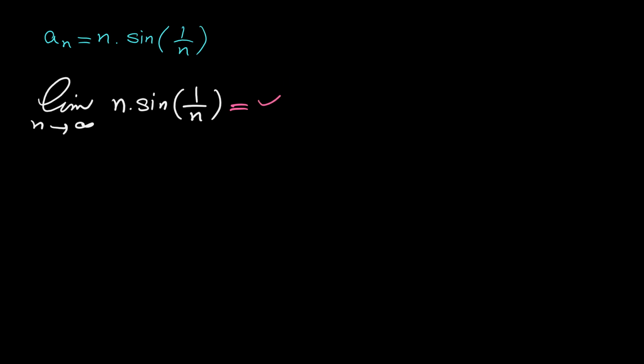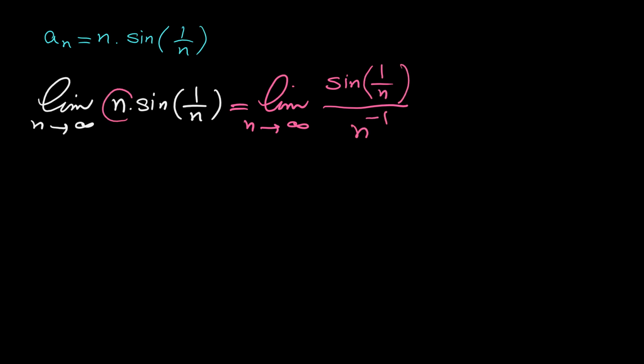Remember, L'Hopital's rule is a very powerful method that we know for finding limits. But maybe you think, how can we use L'Hopital? We use L'Hopital when we have a fraction, but here we don't have any fraction. You are right. But attention, we can write this in the form of sine of 1 over n, all over n to the negative 1. We move this term to the denominator and write it as n to the negative 1. By doing this, now we have a fraction. The numerator is sine of 1 over n and the denominator is n to the negative 1.